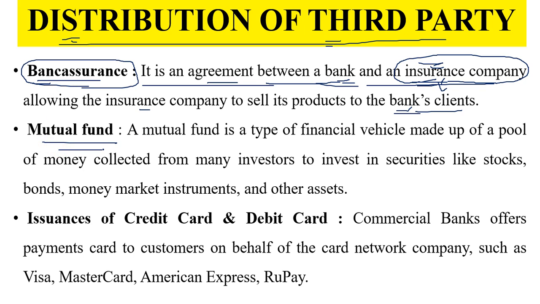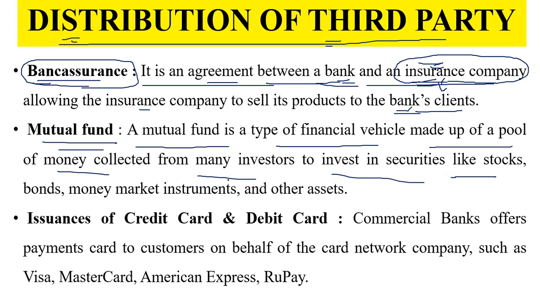Next is mutual funds. Now what are mutual funds? Banks also sell mutual funds to their customers. A mutual fund is a type of financial vehicle. Financial vehicle means it is a financial investment made up of a pool of money. Mutual funds collect money from various investors, from many individuals and organizations, and invest it in securities like stocks, bonds, money market instruments and other instruments. So banks also sell mutual funds to their customers.